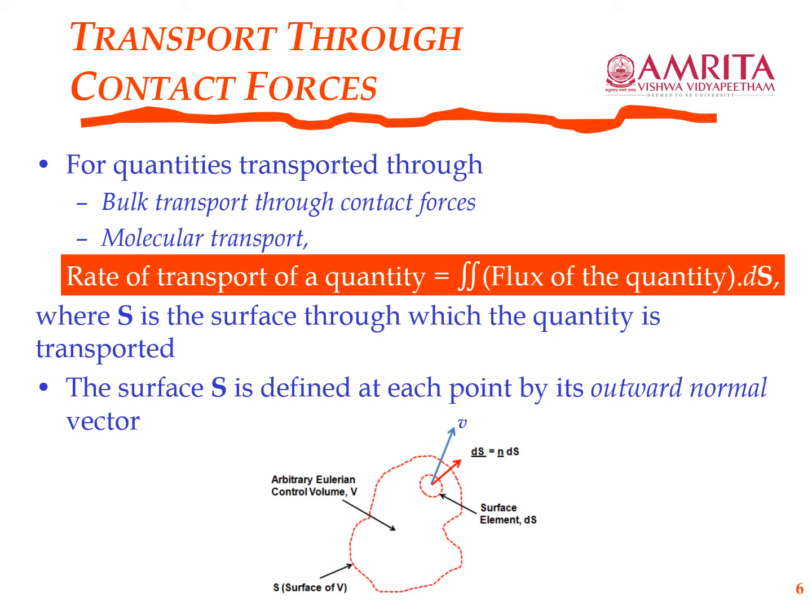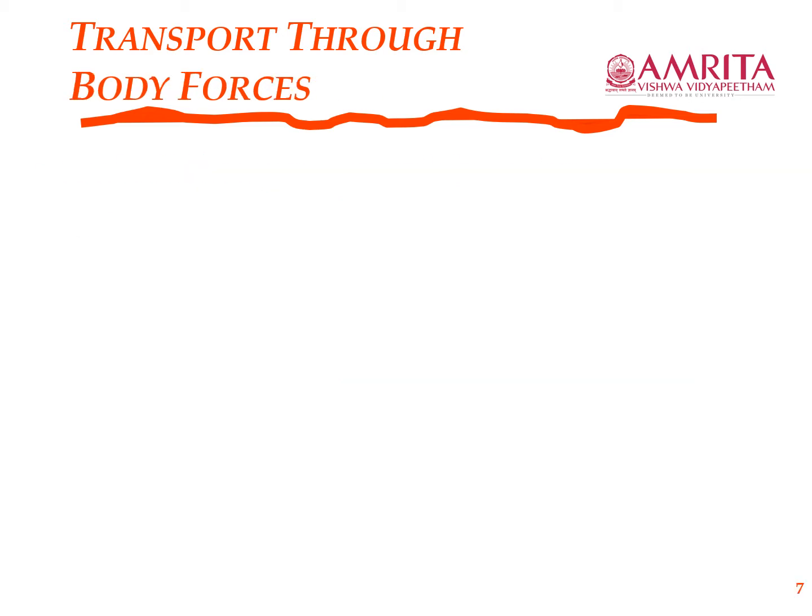And then you have some arbitrary control volume V, and S is the surface that forms the boundary of this V. The rate of transport of any quantity leaving that particular volume, the net outflow, is given by the flux of that quantity, whether it is momentum, mass, energy, species, whatever, dot product with ds at every point and then integrated throughout. That is what gives you the rate of transport.